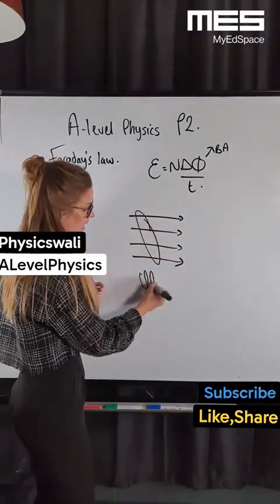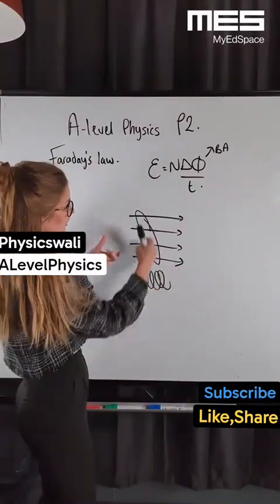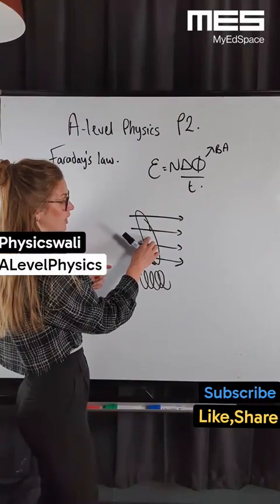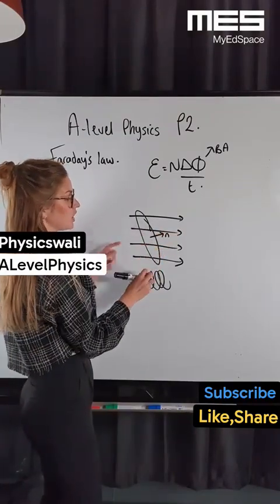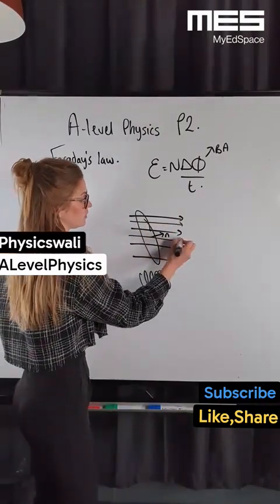If you've got a coil of wire, you know that it's going to have a circular shape if you look straight on at it. So there's my circular shape of my coil of wire. Now what you want to do is draw the normal of that coil of wire. So there's my normal. My magnetic field lines are all going horizontally.